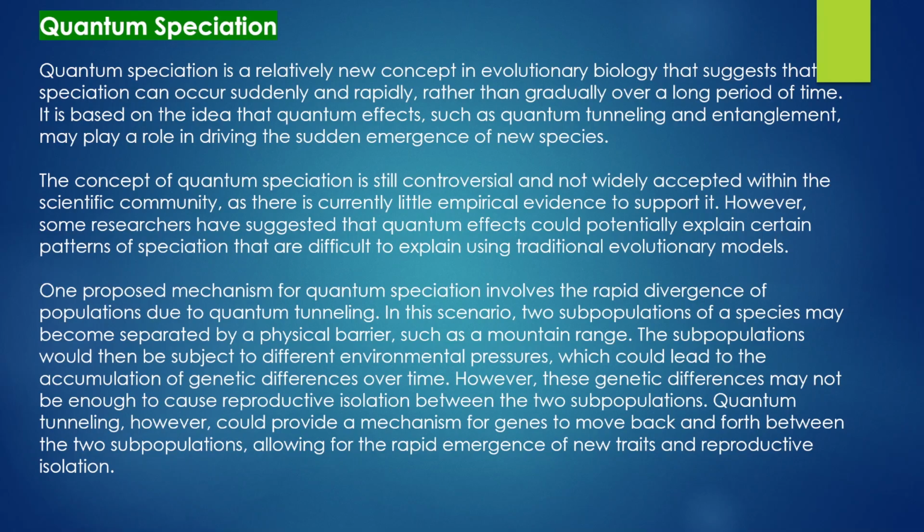In this scenario, two subpopulations of a species may become separated by a physical barrier, such as a mountain range. The subpopulations would then be subjected to different environmental pressures, which could lead to the accumulation of genetic differences over time. However, these genetic differences may not be enough to cause reproductive isolation between the two subpopulations. Quantum tunneling, however, could provide a mechanism for genes to move back and forth between the two subpopulations, allowing for the rapid emergence of new traits and reproductive isolation.